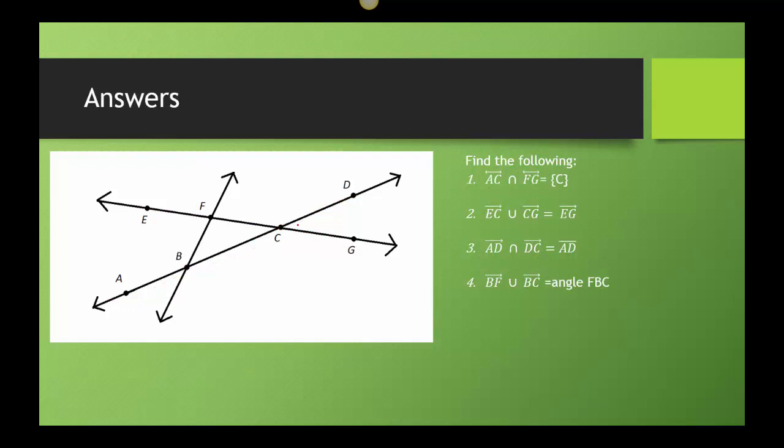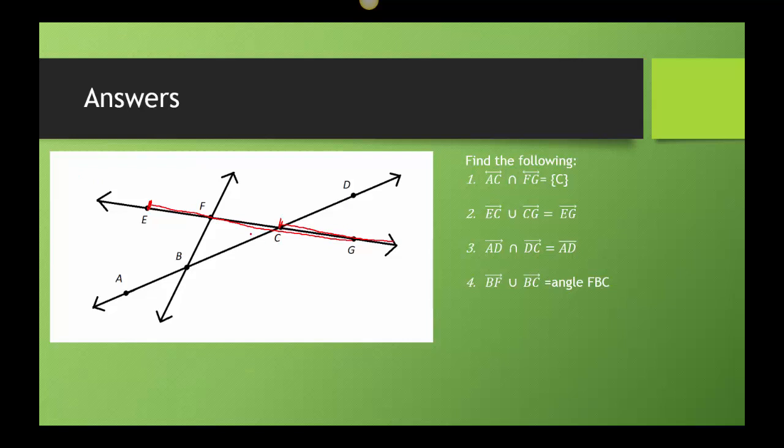So let's look again. This second one, I have the ray EC, so I'm starting at E and I'm going through C. So it definitely has a starting point and then a direction that it's flowing. And then this is union, and again a ray, starting at C and going through G. You have more than one way you can write this.